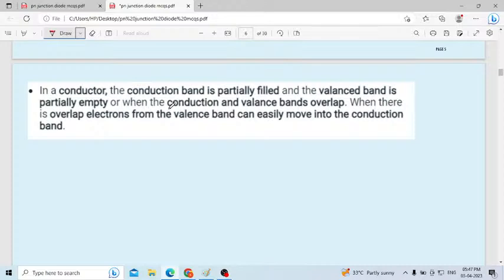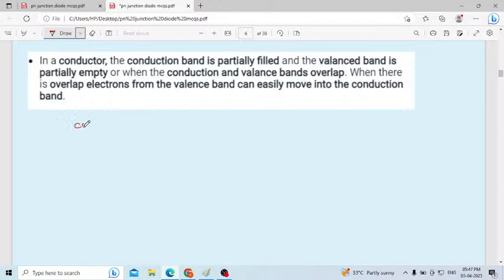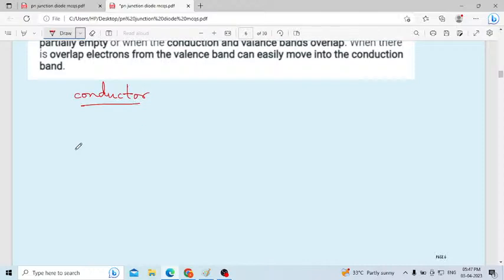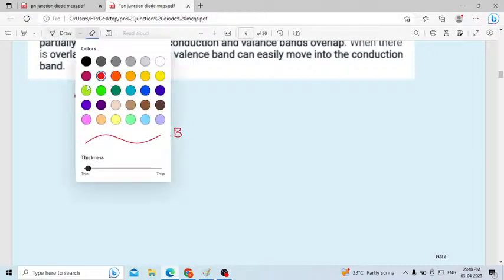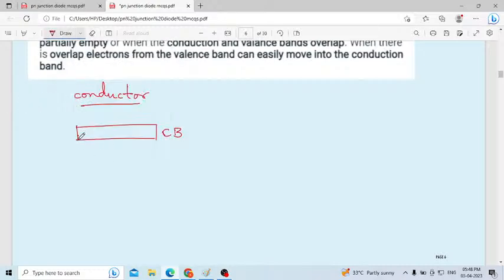What will happen in the case of a conductor? I am discussing only the conductor. In a semiconductor or insulator, the valence band and conduction band are separate. But in the case of a conductor, both will overlap. I will draw the overlapping figure here. They will overlap like this, one above the other. The valence band and conduction band will overlap.